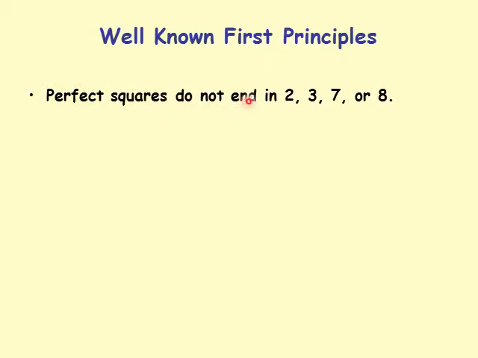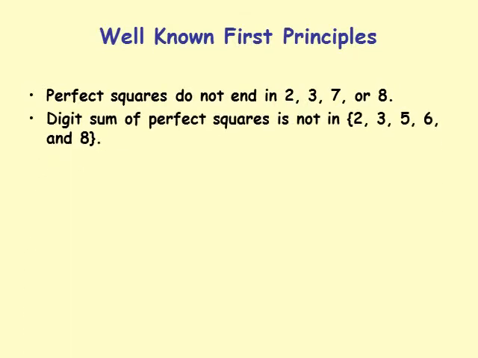Perfect squares do not end in 2, 3, 7, or 8. If a number ends in 7 or 8 or 3 or 2, it's not a perfect square. The digit sum of perfect squares is not 2, 3, 5, 6, or 8. The digit sum of a perfect square can have 9 possible values, and 5 of those are forbidden. Only 4 are allowed: 1 is allowed, 4 is allowed, 7 is allowed, and 9 is allowed.